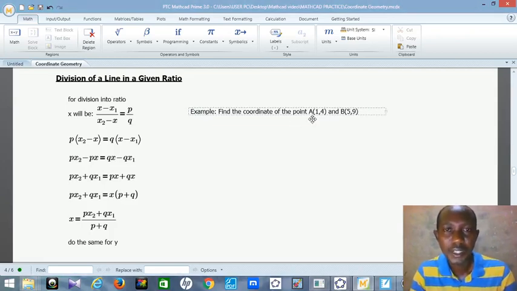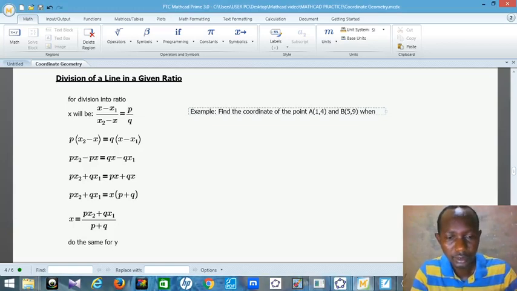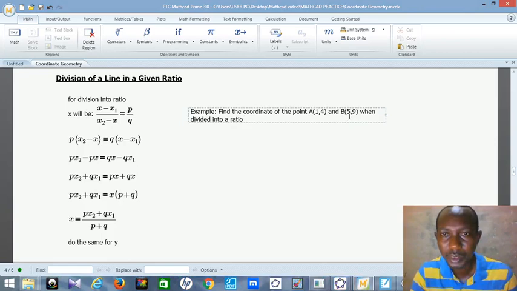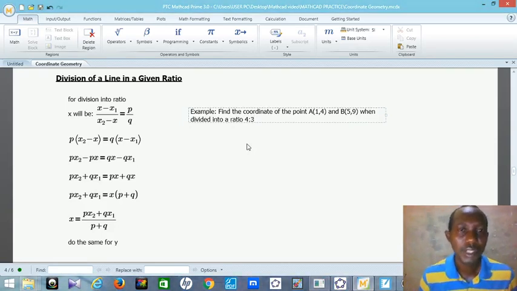Okay, they can tell you to find the coordinate of the point A and B when divided into a ratio. Find the coordinate of the point, this and this. Okay, when divided into a ratio 4:3. Question can come like this.